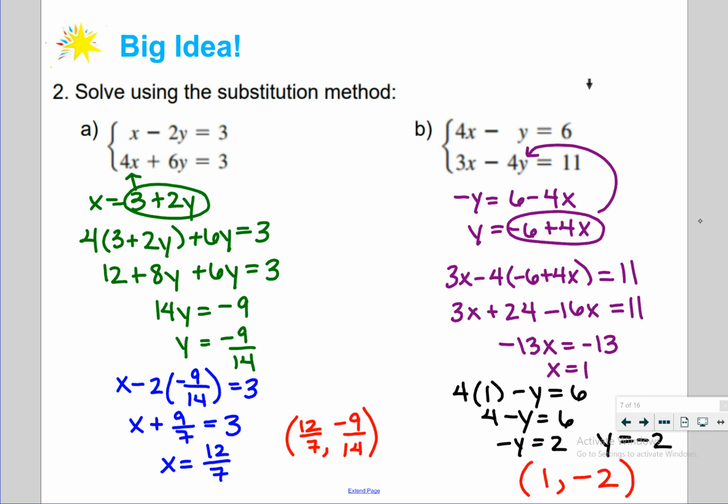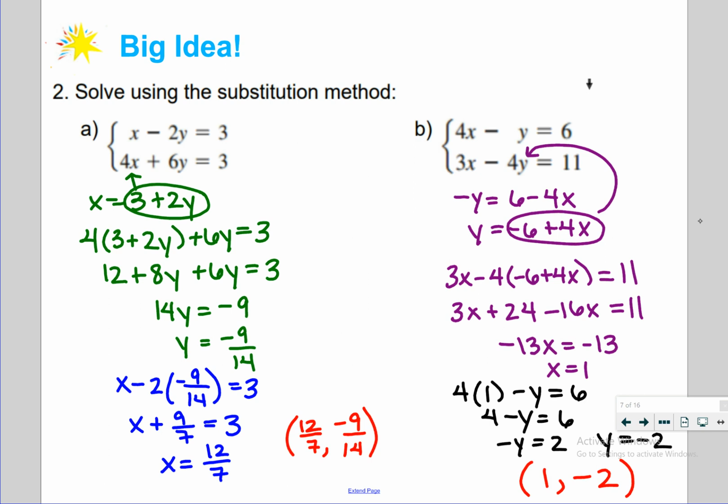Correct answers are in red at the bottom. First one's a little messy. 12 sevenths and negative 9 14ths. You might not have solved it the exact same way I did.